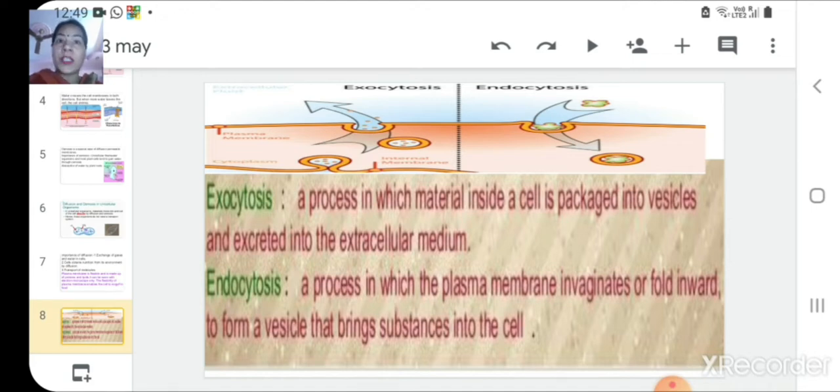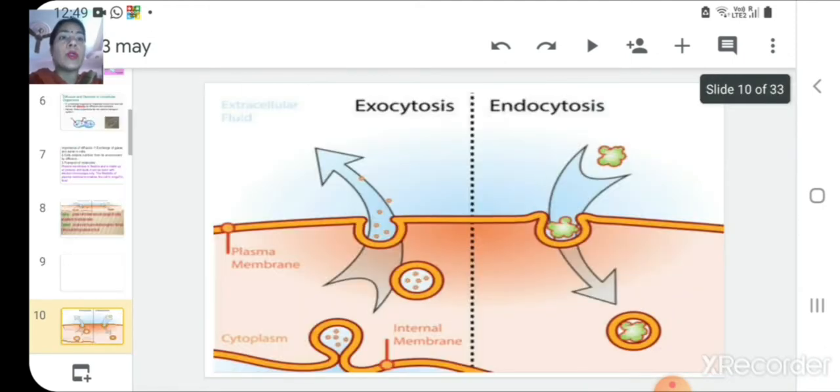Endocytosis is the opposite process, in which the plasma membrane invaginates or folds in such a way that it makes a circular vesicle. It makes a packaging structure known as a vesicle, folding inward to form the vesicle, and it brings material from the outside environment into the cell. Now this will be more clear to you through this slide.